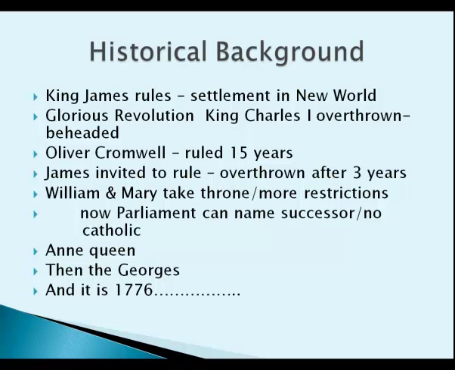He hated Catholics. But when they took over the throne, there's more restrictions. Every time there's a new king or queen taking over, there's more restrictions. Now Parliament names the successor. William and Mary can't say, I want this person to be the next monarch. And also, they write rules that no Catholic can take the throne anywhere. Well, William and Mary didn't have any children.